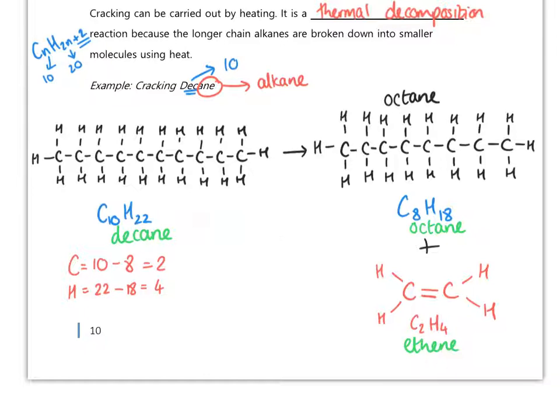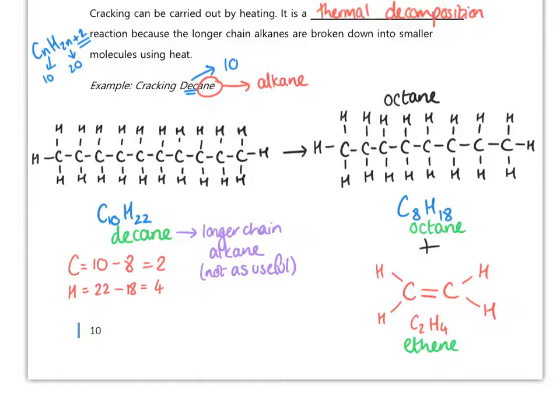So why did we do this process? Well, what we said was these longer chain alkanes are not as useful. So this is a longer chain alkane, and it's not as useful. Why was that again? Because it's not as flammable. It doesn't burn as easily. So if we want to use these alkanes for fuels, we need shorter chain alkanes that are more flammable and can be more easily used as fuels.